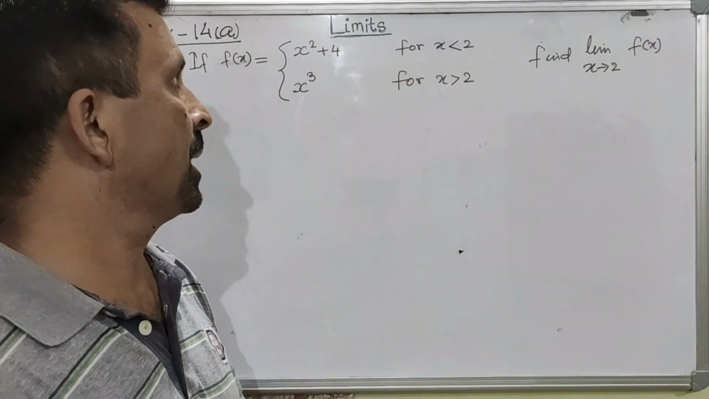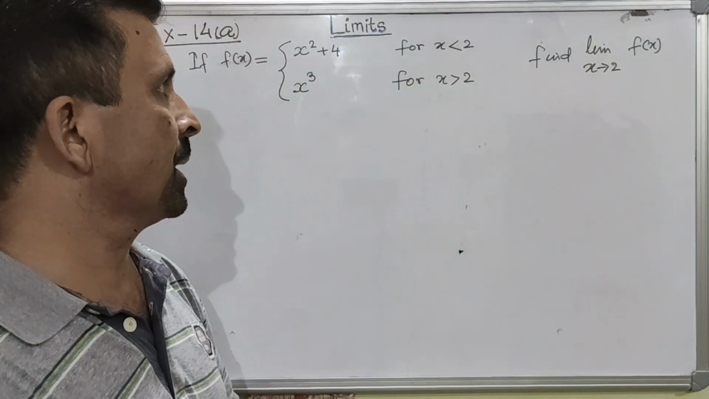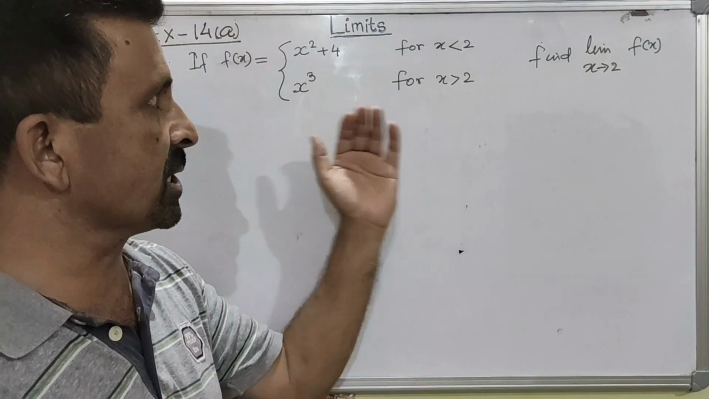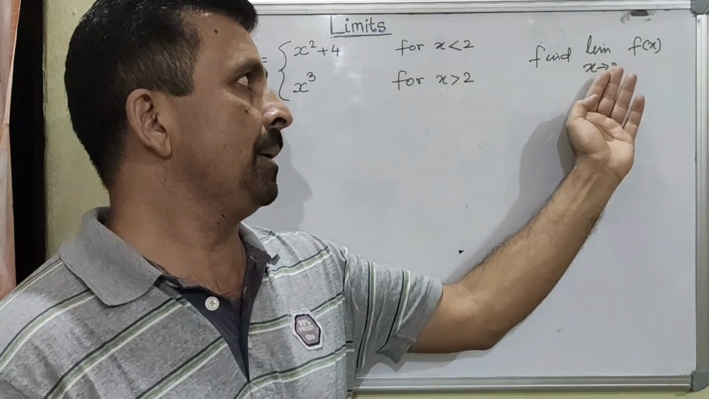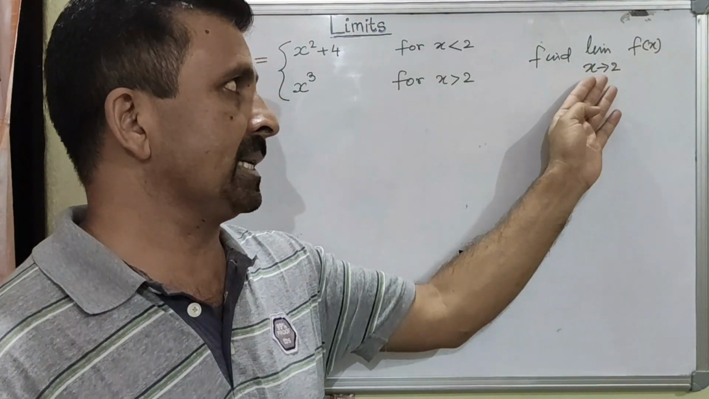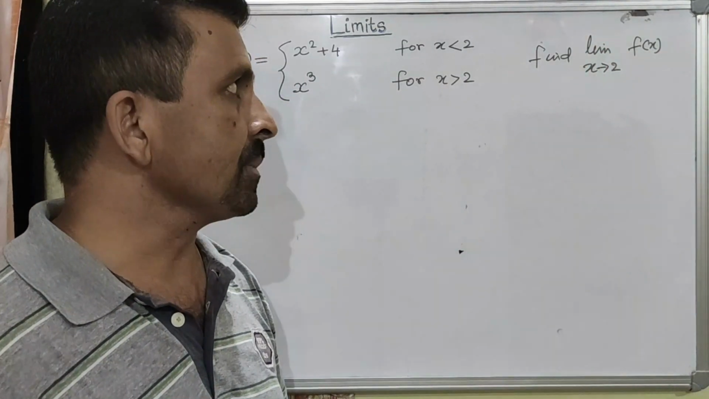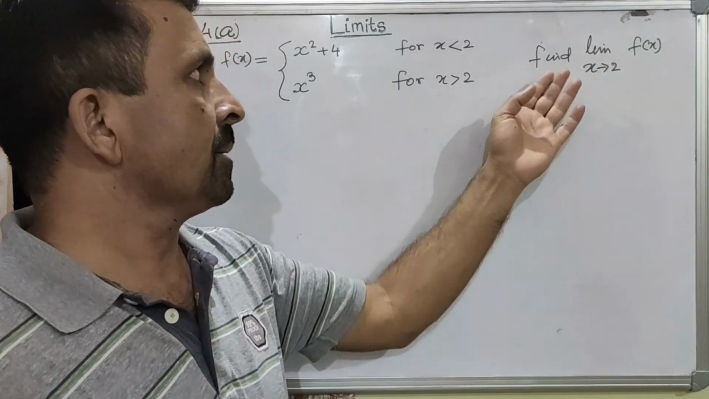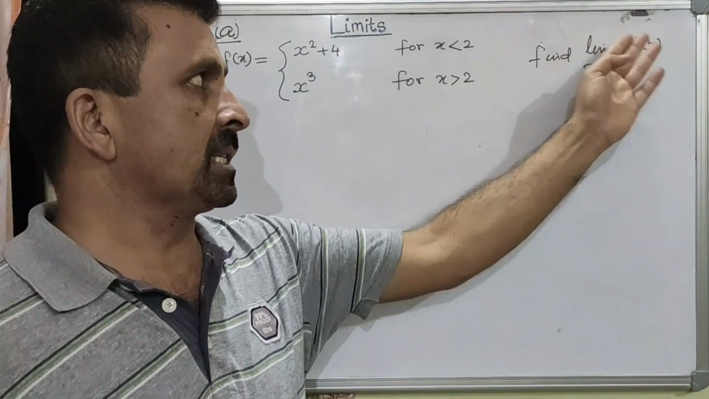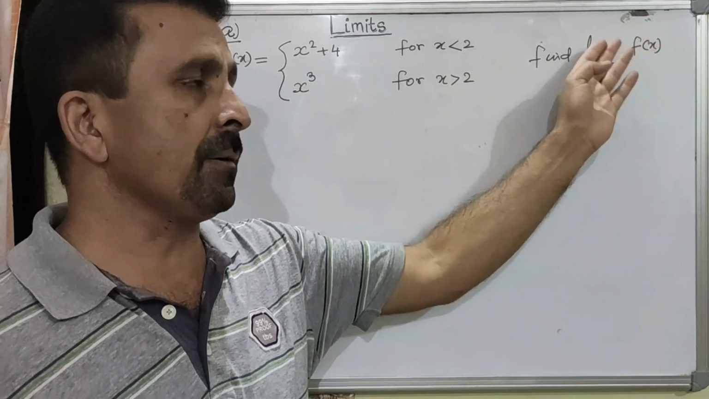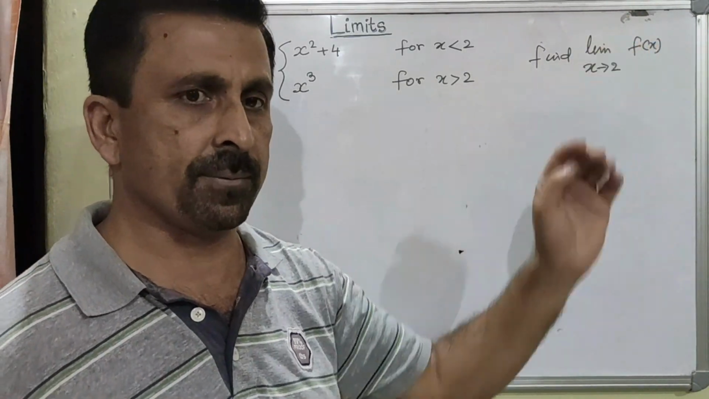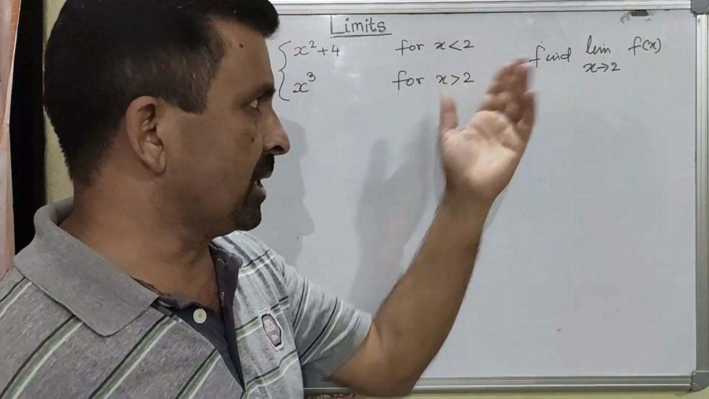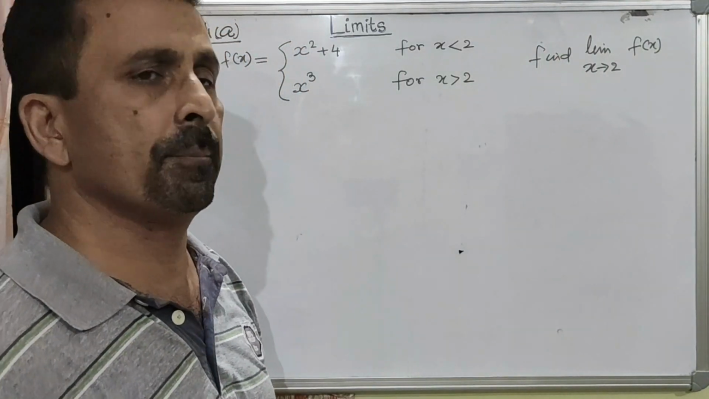Is this very clear? So this is the function given to you, and using this function you have to find the limit of f(x) when x is tending to 2. So we have to find the value of this limit. Is this very clear? This question also we will do in the same manner.